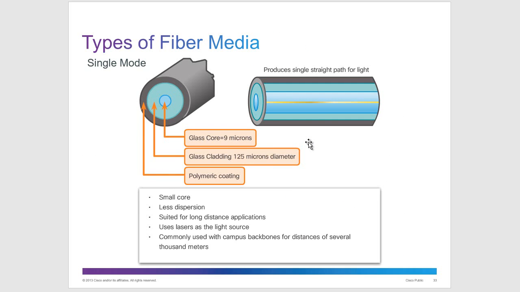So single mode fiber optic, you've got smaller core, less dispersion, suited for long distance applications, uses lasers as the light source, commonly used with campus backbones for distances of several thousand meters. So this is going to be the longest running cable in terms of how far you can send a signal. It's basically further than multimode, further than your copper cabling. This is what you use for the backbone of a network that requires a long distance to be covered.